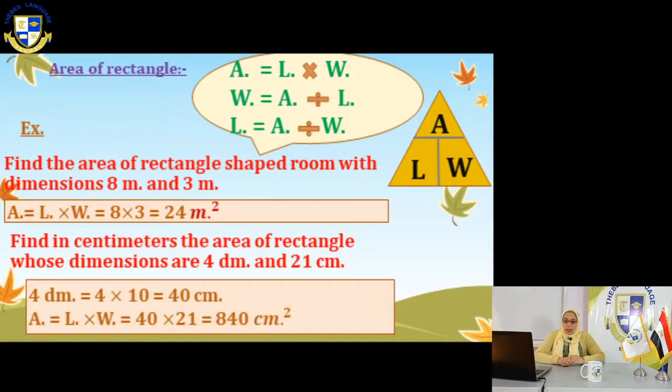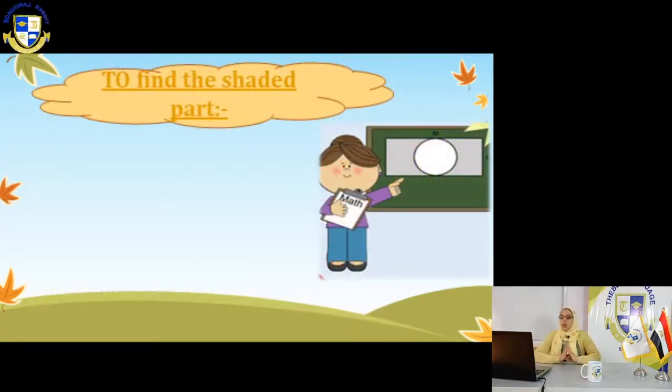Now the area of a rectangle equals length times width, 40 times 21. Make it in a draft, or throw the 0 out and then multiply 4 times 21. 4 times 1 equals 4, 4 times 2 equals 8, it will be 840 squared centimeters because we get the area.